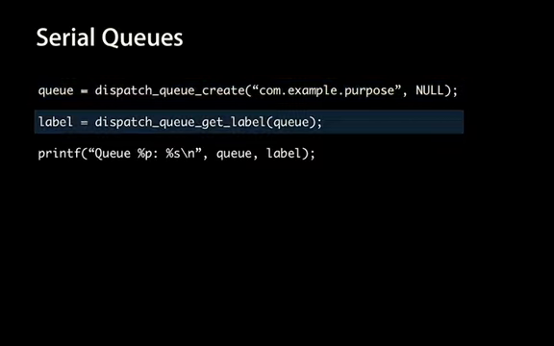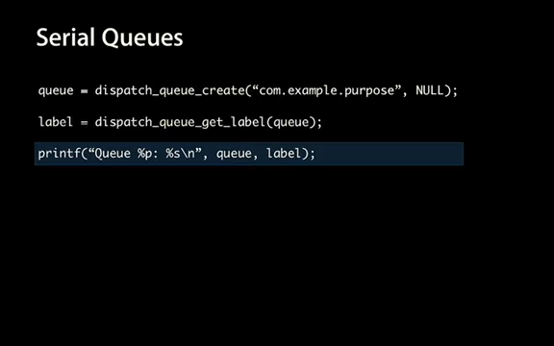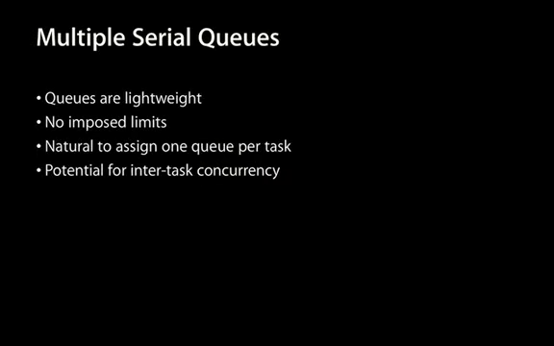You can also get the label that we just assigned to it via this. So again, you're debugging. You might want to print out programmatically what label it is, and that's how you'd print it out, pointer and label. So building on the topics that we've talked about so far, I want to talk about multiple serial queues. How do they behave? Well, queues are lightweight. GCD imposes no limits other than available memory. So you could allocate 100, 1,000, 10,000, doesn't really matter. You can decide what's appropriate for your application.